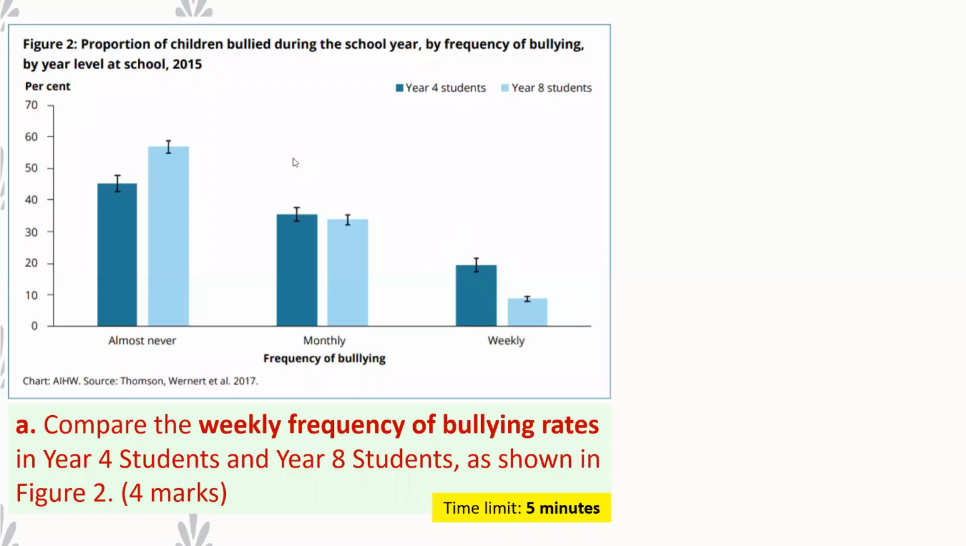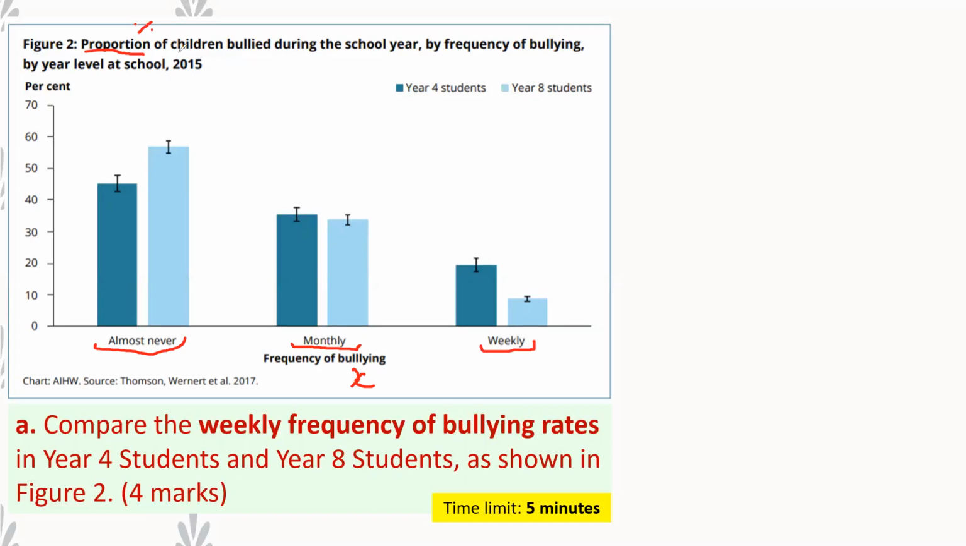Okay, so hopefully you had enough time to answer this question. So we're just looking at this graph here, and this graph is showing us the proportion. Proportion means percentage. So whenever you see the word proportion in a data analysis, just remember that it means the percentage, okay? So the percentage of children who are bullied during the school year by frequency of bullying. And frequency of bullying is on our x-axis here. So almost never, then we got monthly, then we got weekly. And the two graphs here are the darker blue one is the year 4 students, and the lighter blue is the year 8 students.